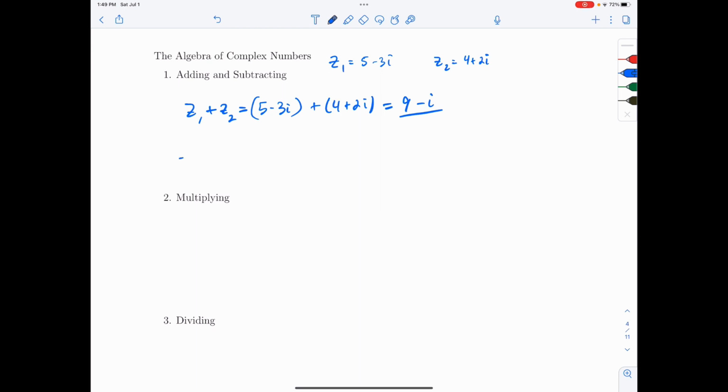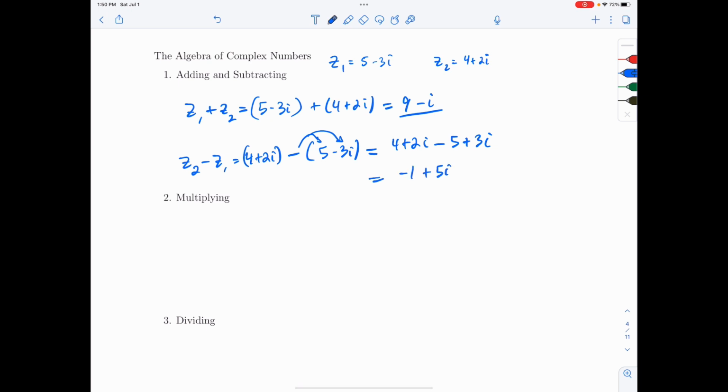If I want to subtract these, let's say z2 minus z1. We're going to say 4 plus 2i minus 5 minus 3i. The only difference here is we want to distribute this negative through. So 4 plus 2i minus 5 plus 3i, and then just combine like terms. I get negative 1 plus 5i.